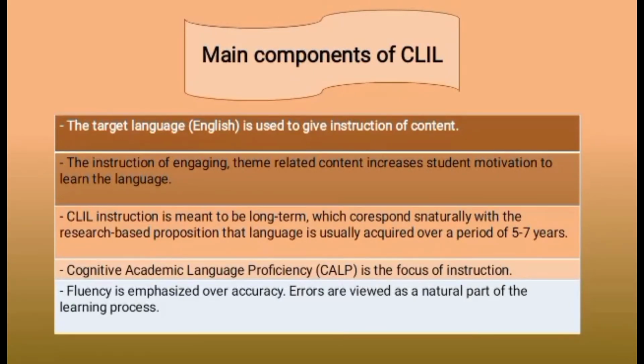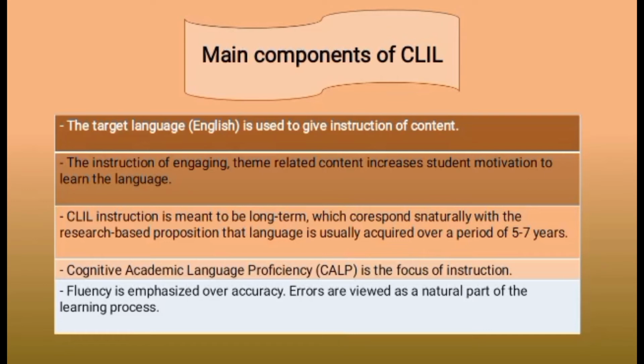And now I'm going to discuss the components of CLIL. The target language, English, is used to give instruction of content. The instruction of engaging, theme-related content increases students' motivation to learn the language. CLIL instruction is meant to be long term, which corresponds naturally with the research-based proposition that language is usually acquired over a period of 5 to 7 years.